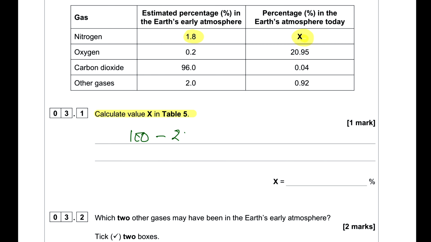So 100 minus 20.95 plus 0.04 plus 0.92, which gives us 78.09%. We're going to write down the whole answer because they didn't ask us to do it in significant figures.